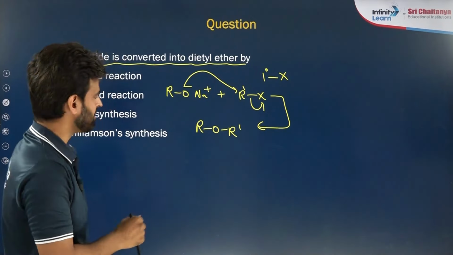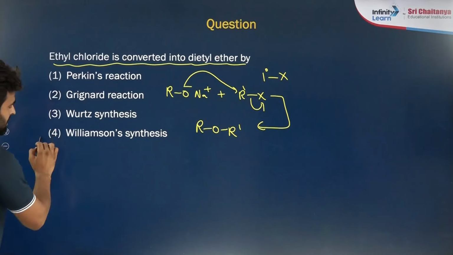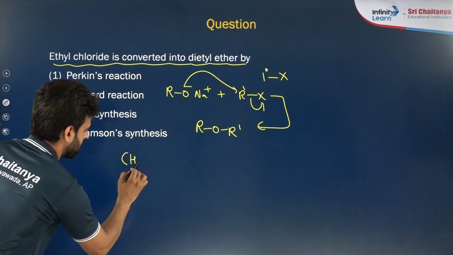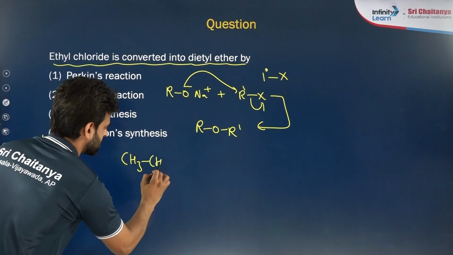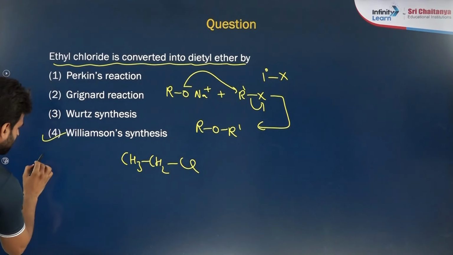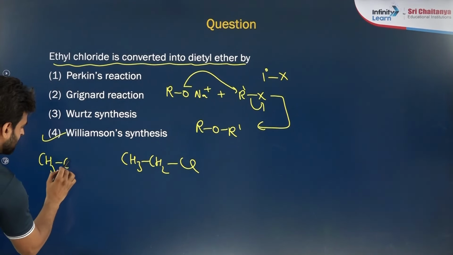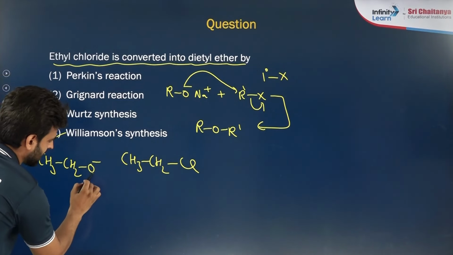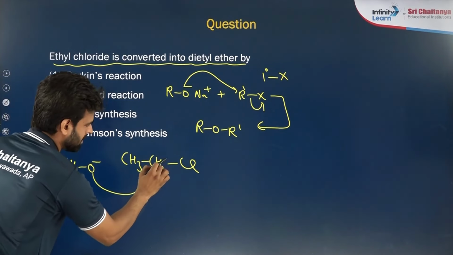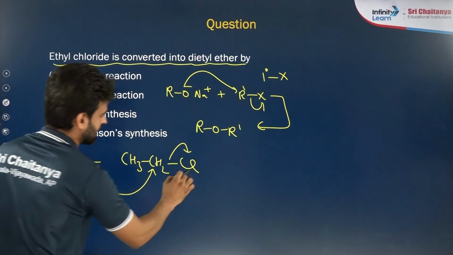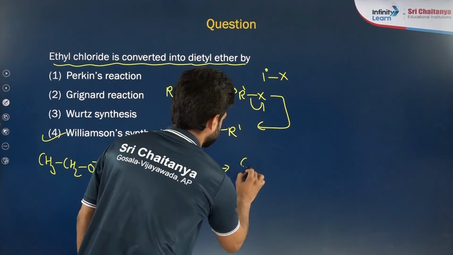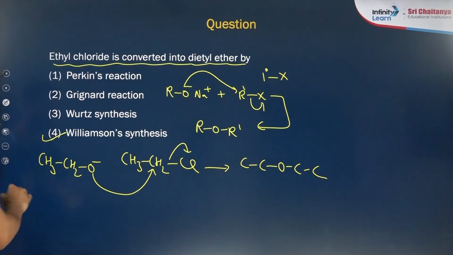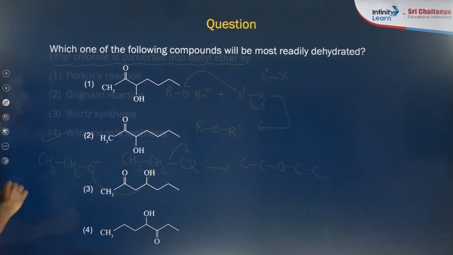So, which reaction are we talking about here? Williamson synthesis, and they are saying ethyl chloride. We are having CH3, CH2, Cl. And if I take here CH3, CH2, CH2, O negative, right? So this will attack as a nucleophile on this carbon by the SN2 mechanism and it will replace Cl from here. So we'll get C, C, O, C and C, right? This is our named reaction, Williamson synthesis, right?